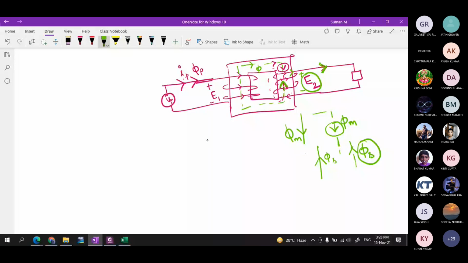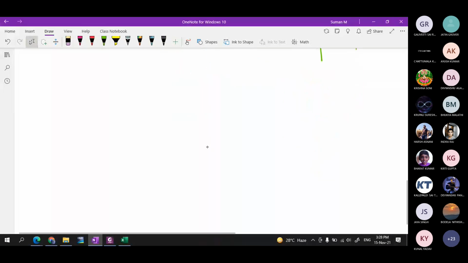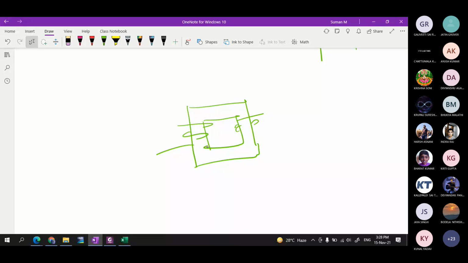Okay, so let me draw. Here you are having a transformer. You are having a primary coil, and you are going to have a secondary. We will consider a pure resistive circuit here, and you are having a voltage source here. Ideally, consider some current is flowing here. Let us consider that this complete circuit is a pure inductive circuit.